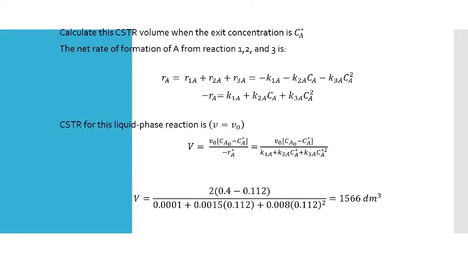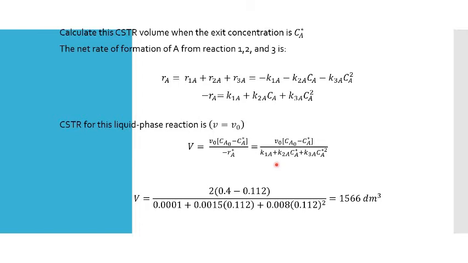After that, we need to calculate the volume of the CSTR when the exit concentration is at Ca star. The net rate of formation of A from reactions 1, 2, and 3 is as below: negative Ra equals K1A plus K2A times Ca plus K3A times Ca to the power of 2, where the CSTR for this liquid phase reaction is at constant volume. And this is the equation of CSTR volume, where the initial volumetric flow rate as well as Ca0 and K1, K2, K3 are given in the question, and the value of Ca star we have calculated before.